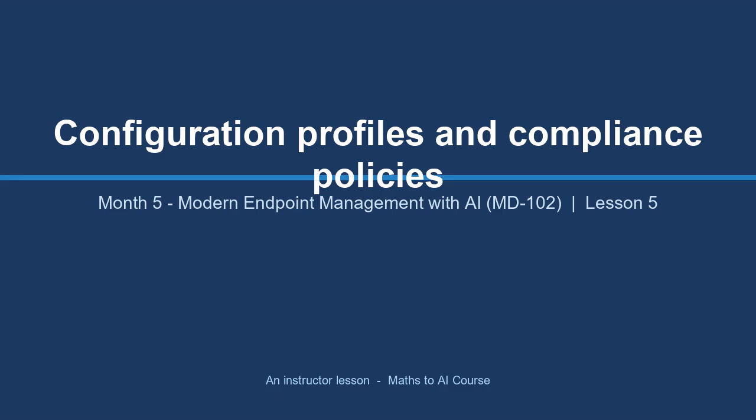Welcome to Lesson 5 of Month 5. In the last lesson we delivered apps. Now we'll control how devices are configured and whether they meet our security bar. There are two distinct jobs here: configuration profiles that set things on a device, and compliance policies that check the device against rules. We'll also see how compliance plugs into conditional access to actually block risky devices.